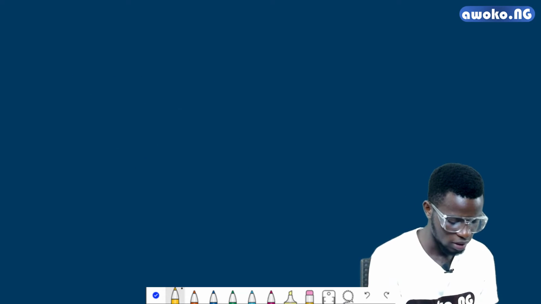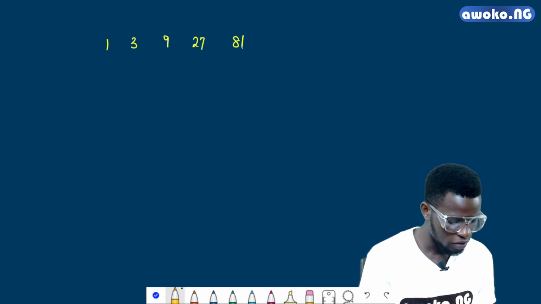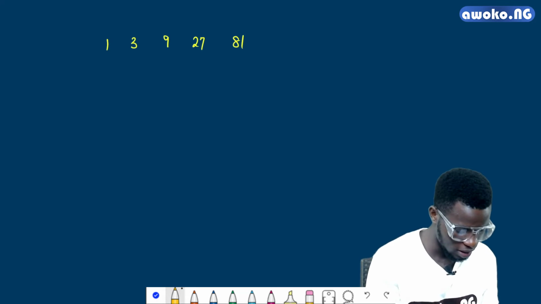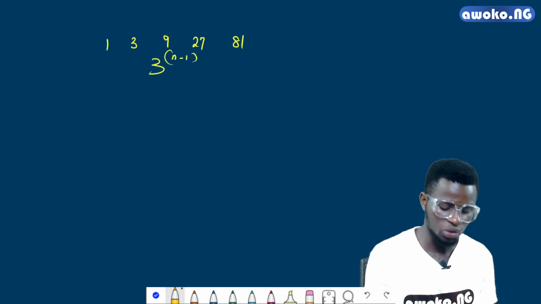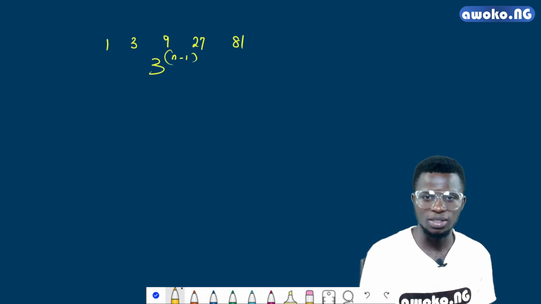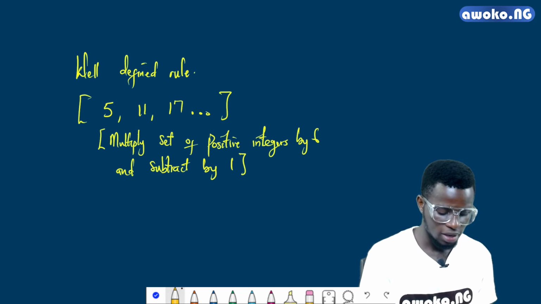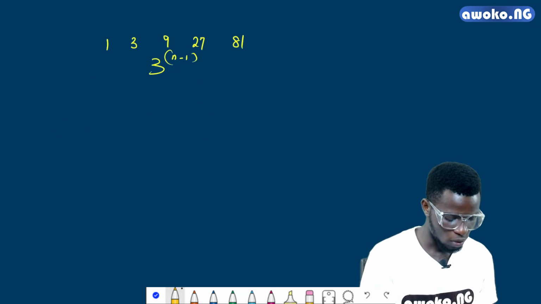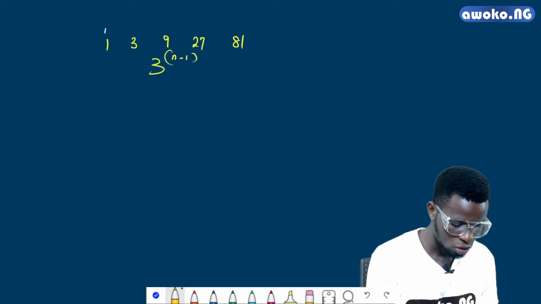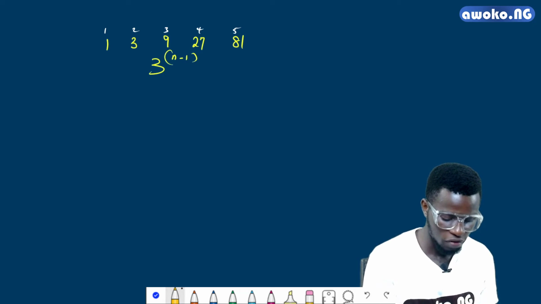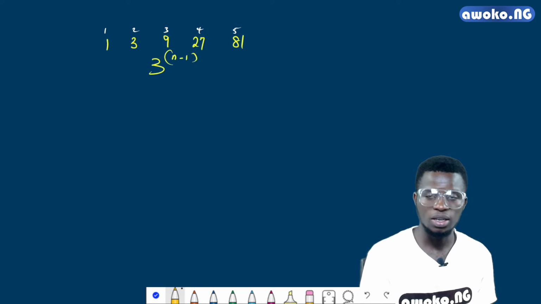Let's say we have the sequence 1, 3, 9, 27, and 81. And the well-defined rule that governs this is 3 raised to power n minus 1. You realize that the rule that governs this particular sequence is actually different from the rule that governs the previous sequence. Now, let us check this, where n is the number of terms. How many terms do we have here? We have 1, 2, 3, 4, and 5. We have 5 terms in this sequence.